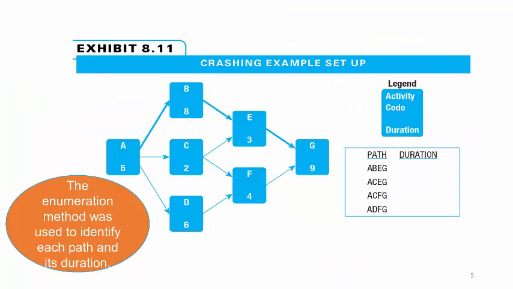We begin by arranging the activities into paths based on precedents. In this project, the paths have already been selected. We use the enumeration method to determine the critical path. ABEG, ACEG, ACFG, and ADFG. We look for the longest path, and that one is the critical path.